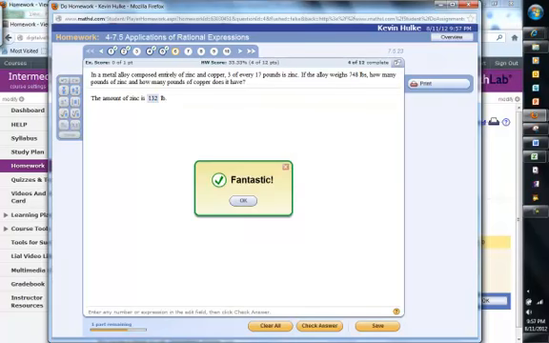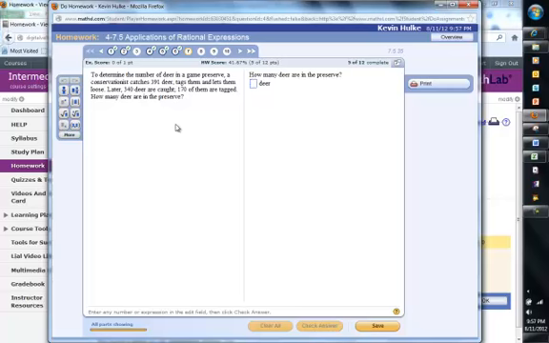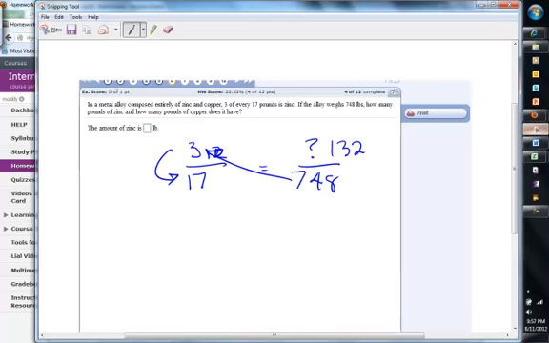Now the thing people get wrong is they say, well then there must be 748 pounds of copper. Nope, because you have to take 748 minus the 132 and you get 616 pounds of copper. Next one.